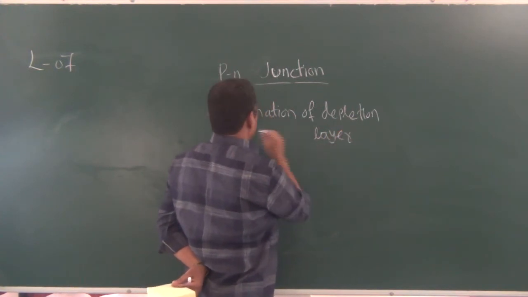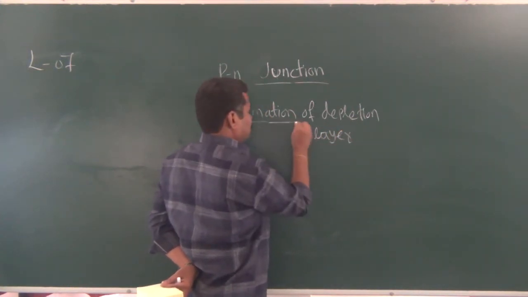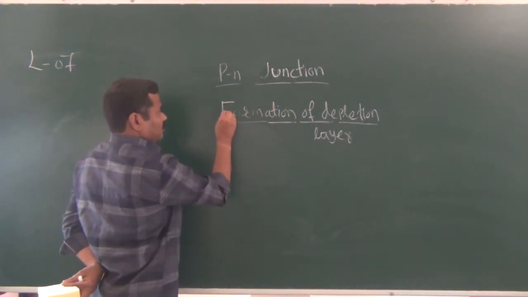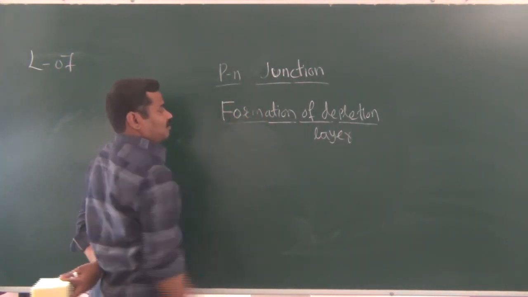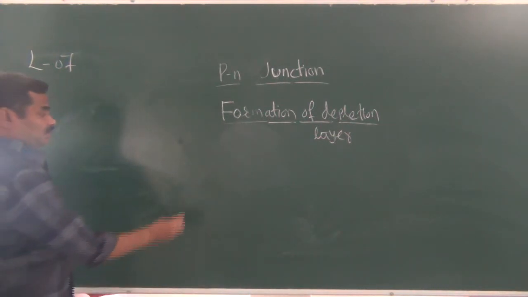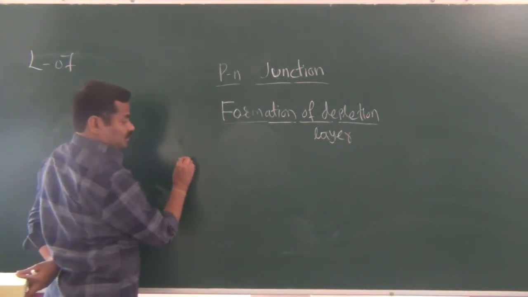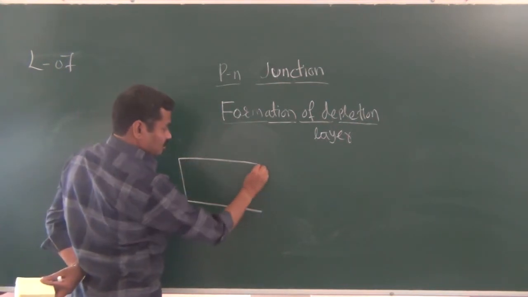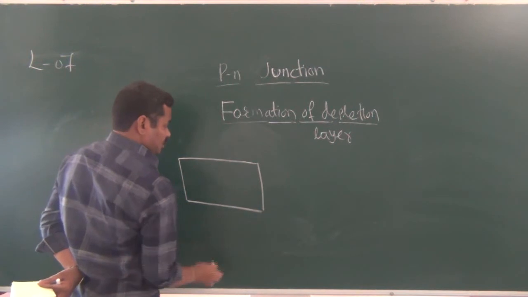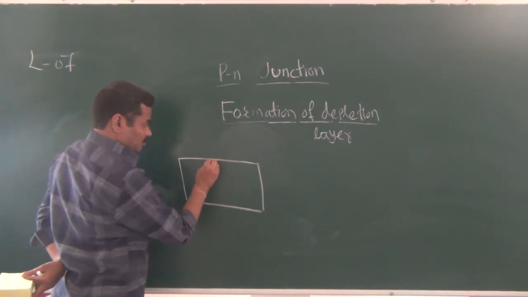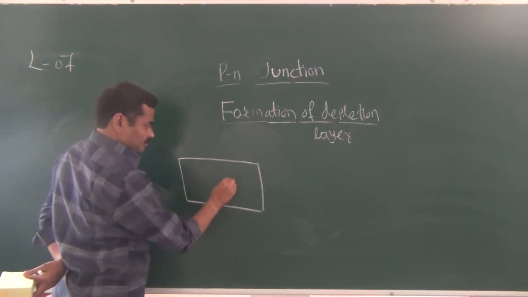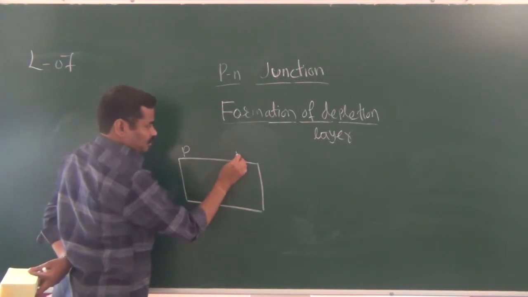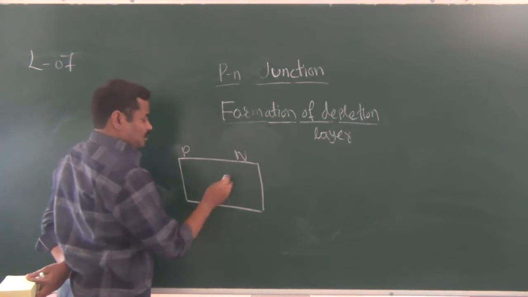This is so important. We saw this in the last class, but once again, let me repeat it: the formation of the depletion layer. Look here, take a small piece of semiconductor. On one side, consider this your p-type semiconductor, and this is your n-type semiconductor.